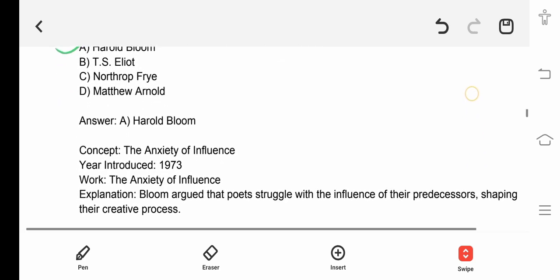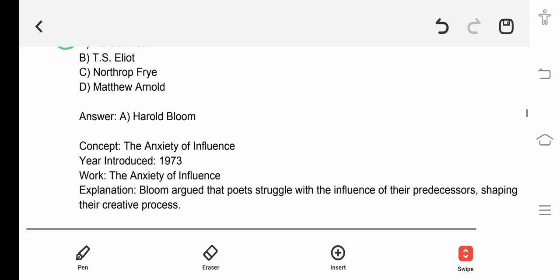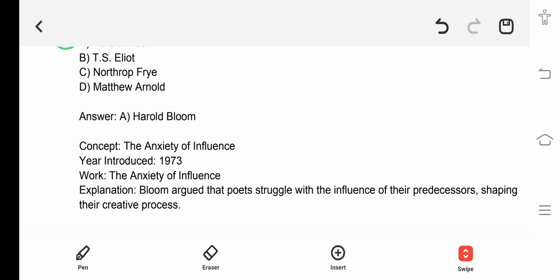What is this concept? The anxiety of influence was introduced in the year 1973 in the work The Anxiety of Influence itself. In this work, Bloom argued that poets struggle with the influence of their predecessors, shaping their creative process. That means the earlier writers, earlier poets, who have inspired the upcoming poets, or who keep inspiring them to do better. So this is the concept. Now let's move on to the next question.